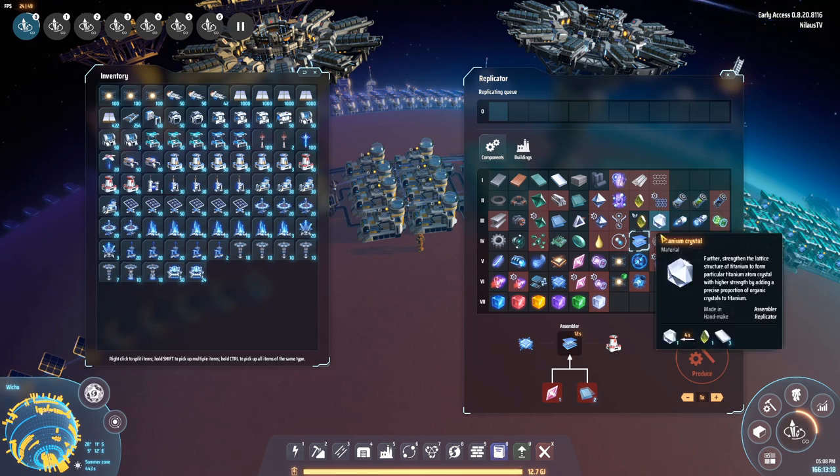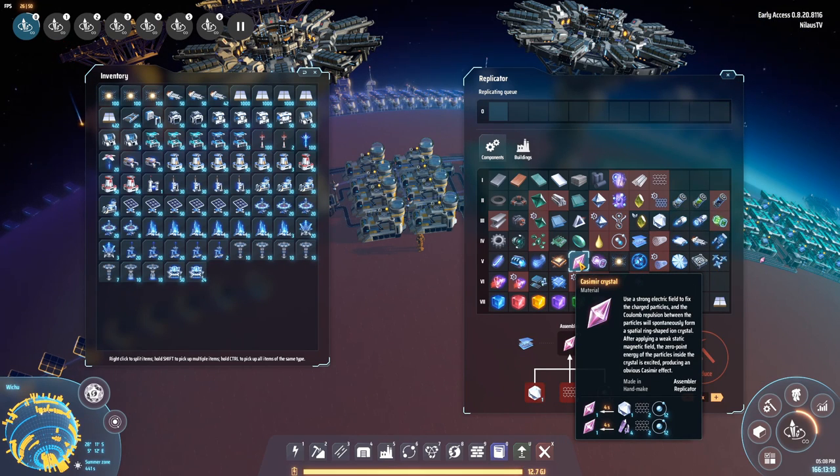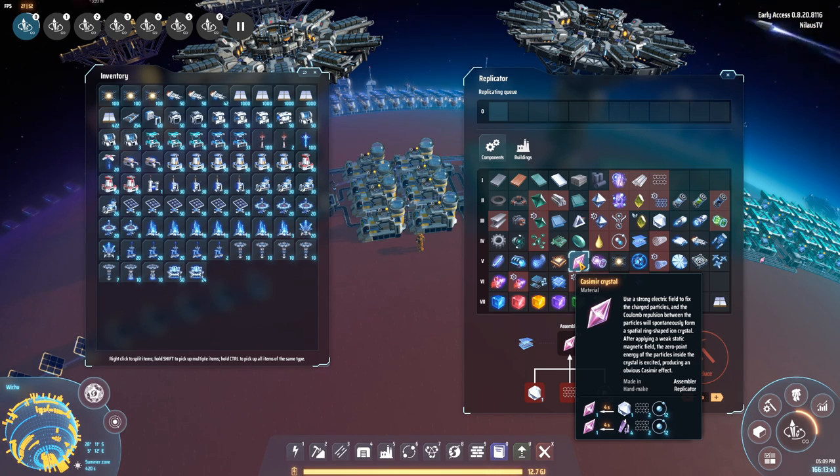Let's take one of them. Let's take the Casimir crystals. Now, there are two recipes for Casimir crystals. You can see them here. It's either with the titanium crystal or with optical grating crystal. In this case, I am going to design it using the titanium crystal, because what I found in my game is that generally I don't have enough optical grating crystal to saturate this part and also use it for solar cells.